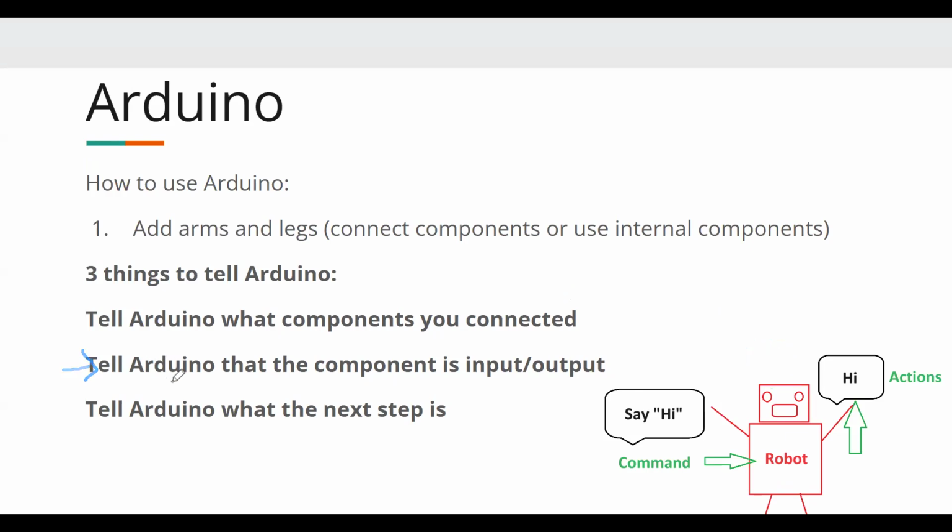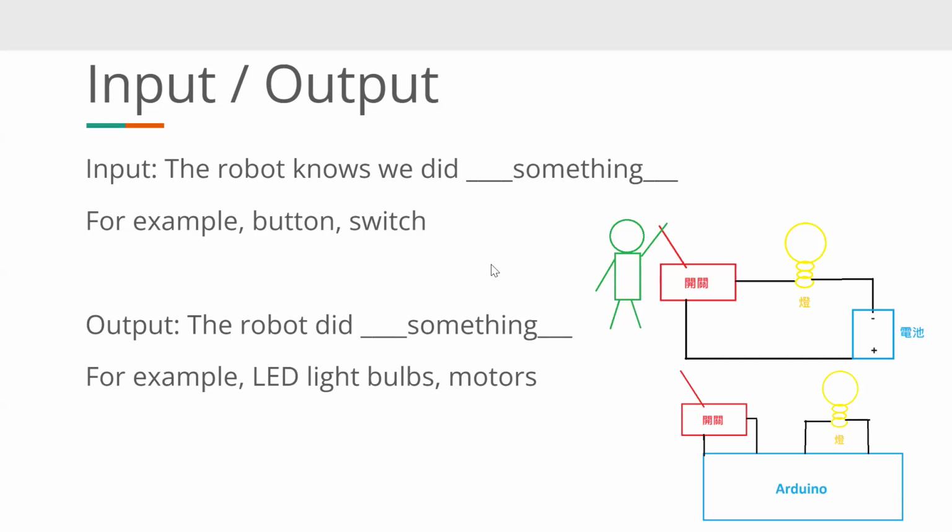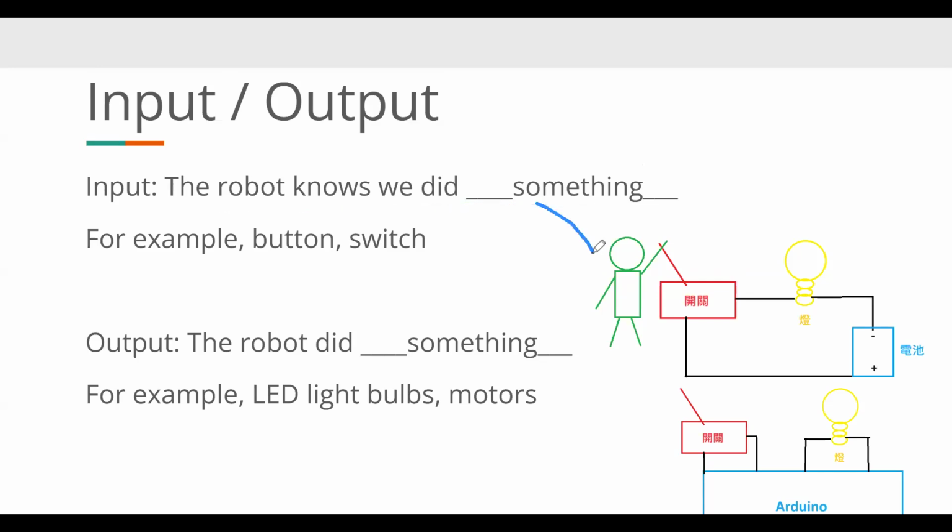The second one is that we need to tell Arduino whether the component is input or output. Here, we can explain input and output first. Input means that the robot knows what we did. Here, this human would switch on or switch off the switch, and the Arduino would know what this human did. And this is the meaning of input.